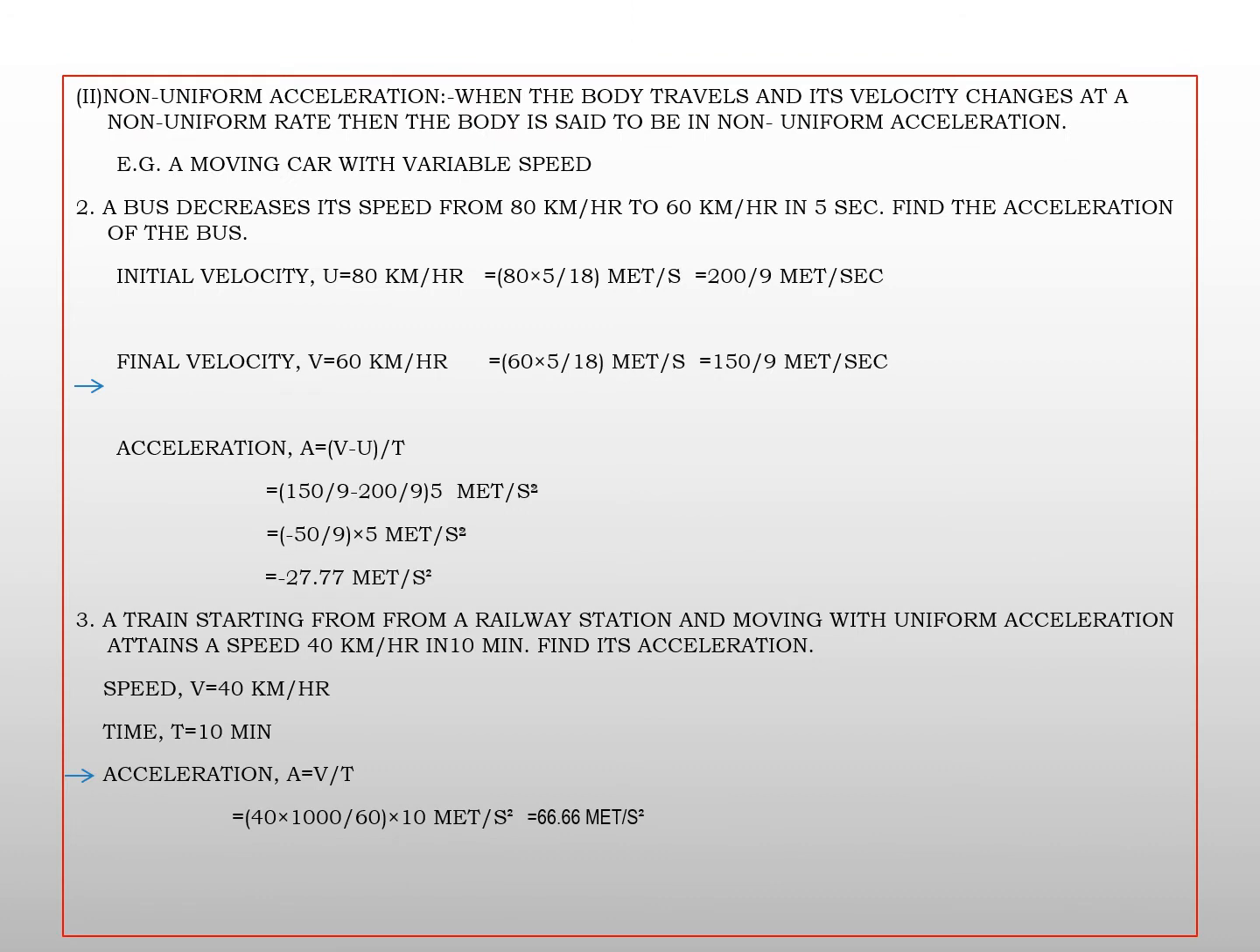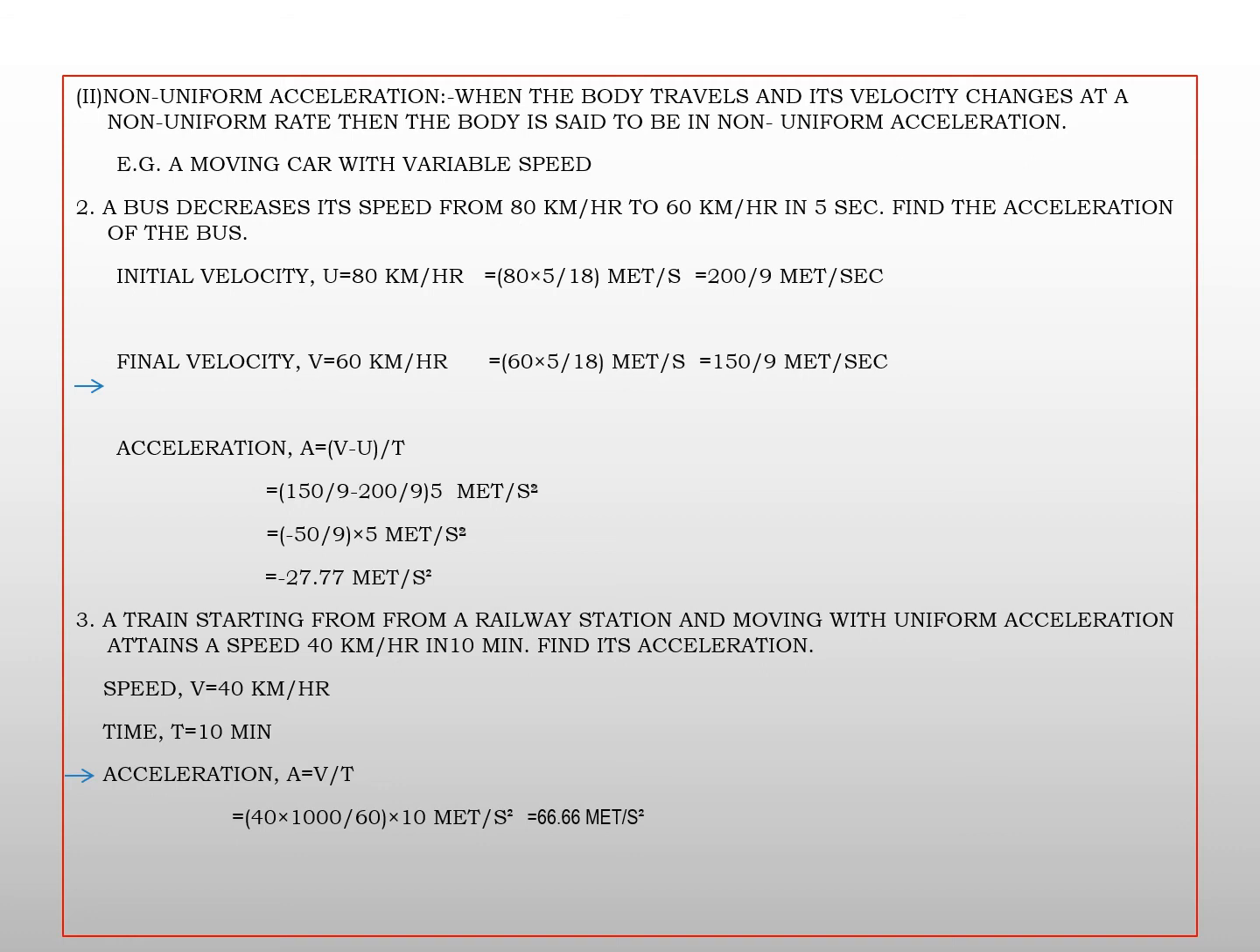Second, non-uniform acceleration. When the body travels and its velocity changes at a non-uniform rate, then the body is said to be in non-uniform acceleration. Example, a moving car with variable speed.